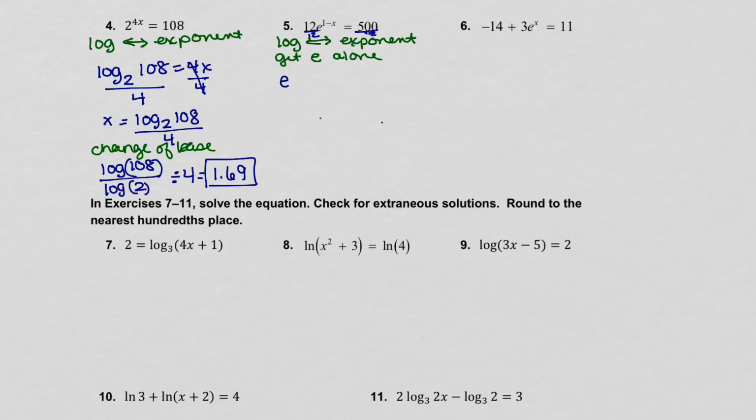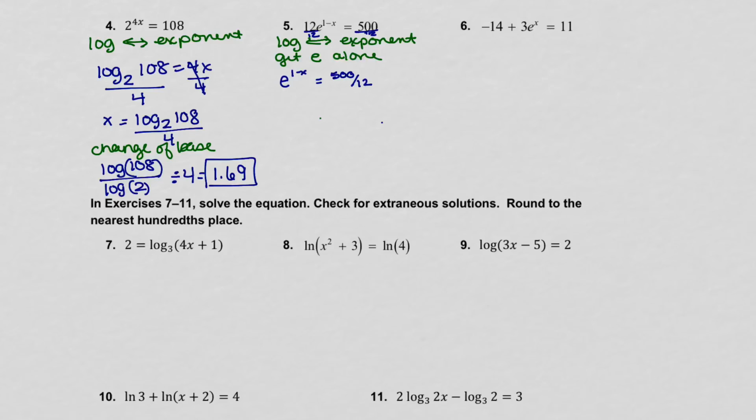So on the left side, I'll be left with e to the 1 minus x power equals 500 divided by 12. Well, I know that instinctively a lot of you immediately reach for your calculator, but I'm going to say don't even bother doing that yet, because the earlier you round and the more often you round, the less accurate your answer becomes. So I'm just going to keep mine like that.